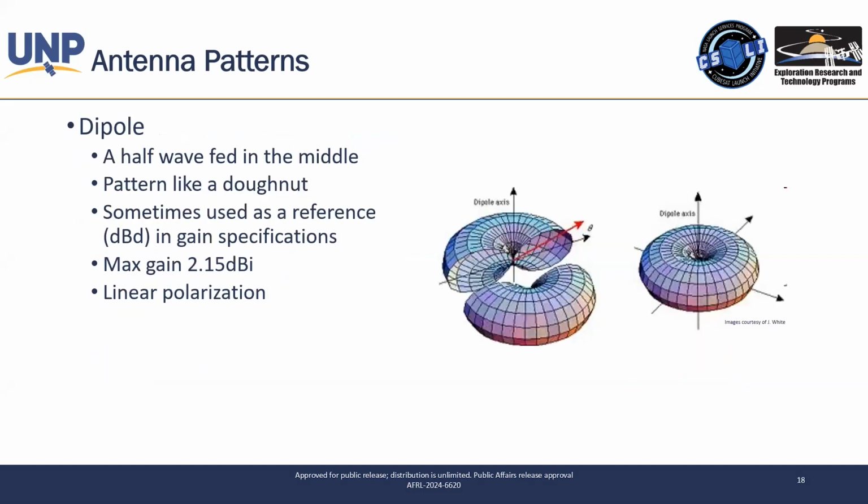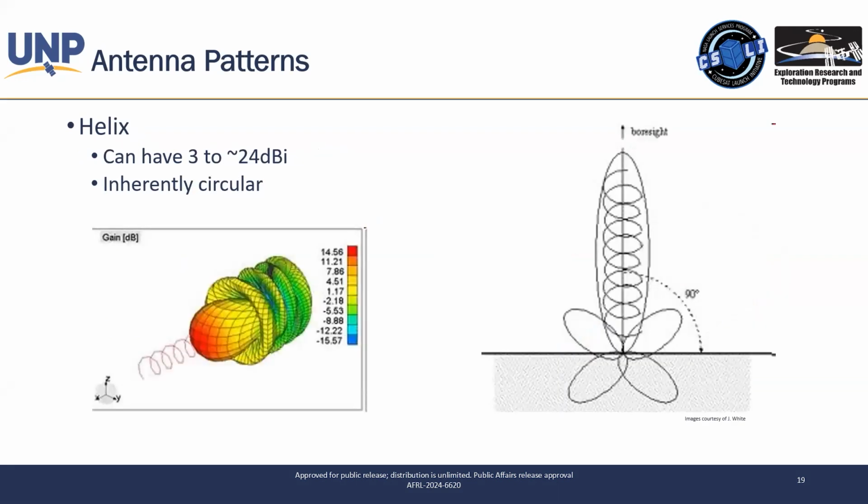So dipole antennas have a bit more directionality and a bit more gain, but they radiate in a torus shape. The gain there is about 2.15 dBi. Helix antennas are much more directional, and they have gain figures from as low as 3 to as high as 24 dBi. 24 dBi, that's very high. That's over 200 times what your isotropic radiator can do. So highly powerful, but also highly directional.